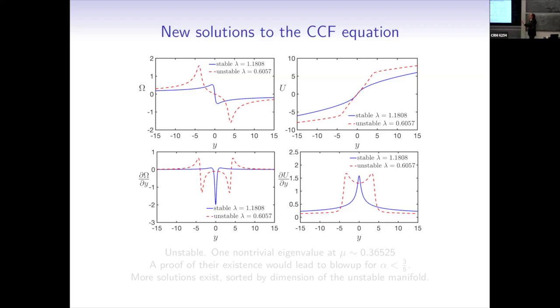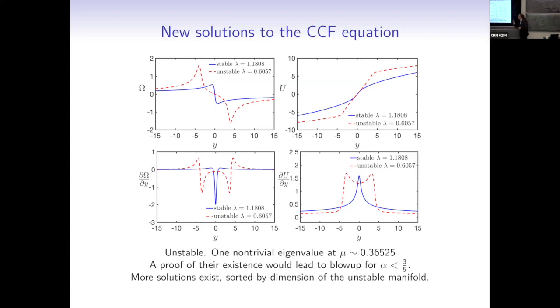So now we can compare the profiles for the two lambdas, the one that we call the stable one versus the one that we call the unstable one. And I will get into the stability in a few slides. So we found an unstable solution. There is a nontrivial eigenvalue at some value of mu that doesn't seem to have any kind of physical meaning or related to the equation or the imbalance of the equation in any way. And if we were to prove that these things exist, it would lead to a proof of blow up for alpha. And again, I'm sort of simplifying a little bit the numbers and making it into nice rational fractions. So for alpha smaller than 3, fix. And there have to be more solutions, again, as in the case of Burgers, sorted by their degree of instability, or in other words, by the dimension of the unstable manifold.